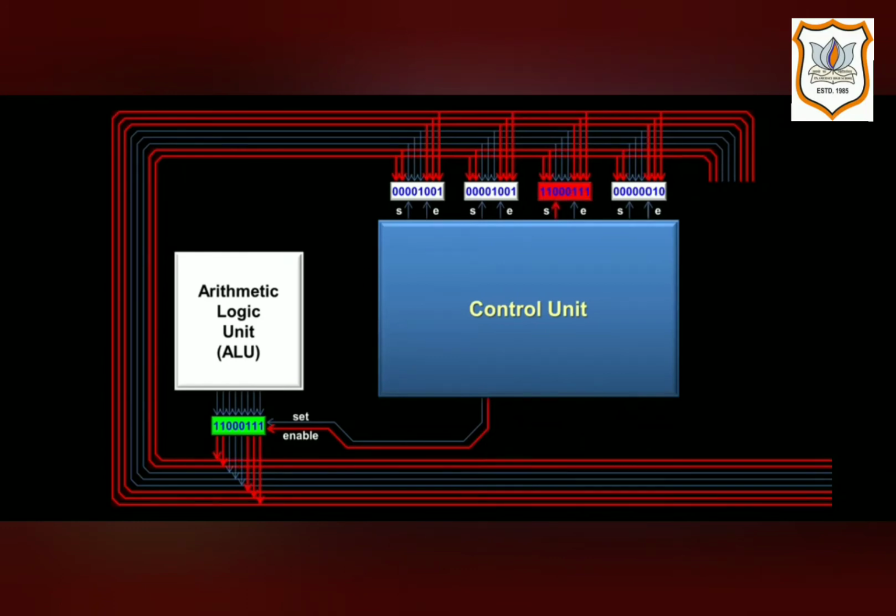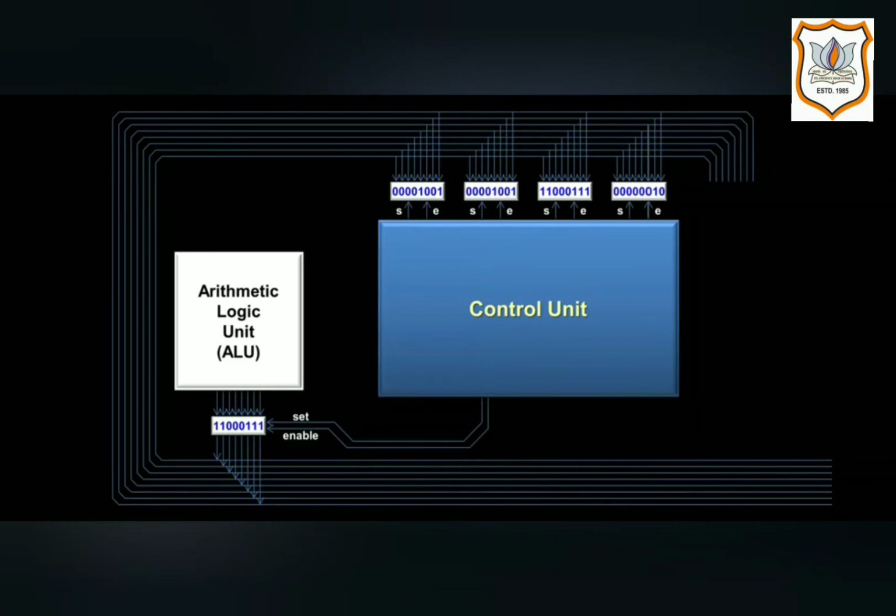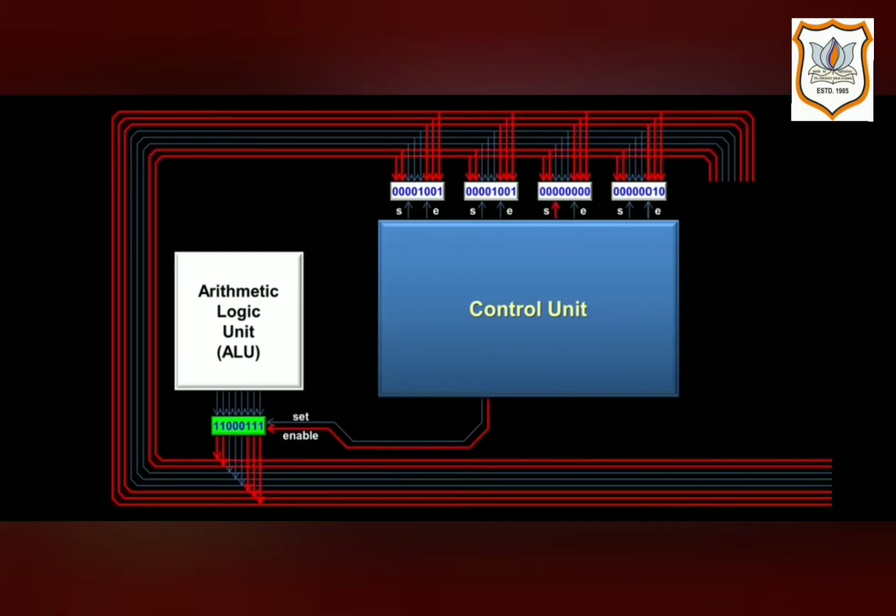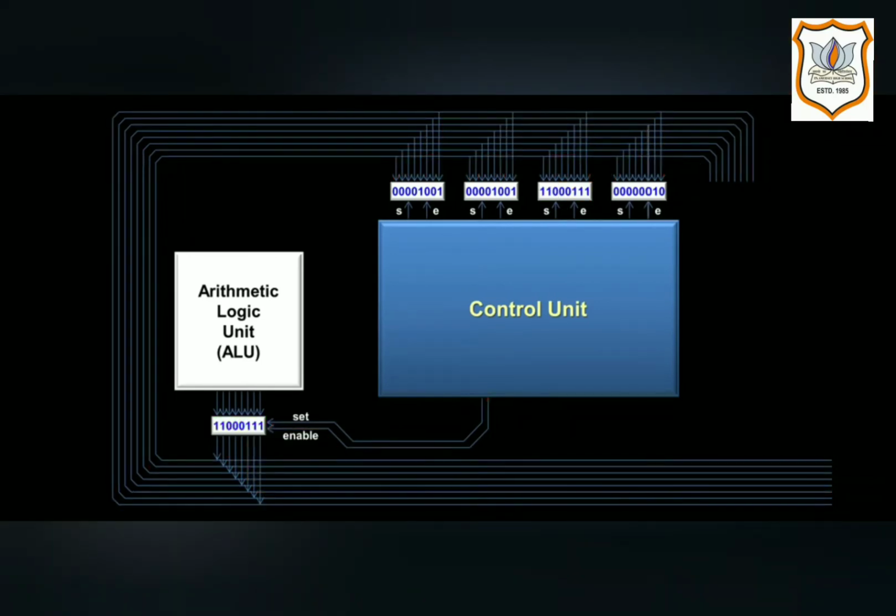Besides the ALU, there is a control unit which manages execution of instructions and controls operations of other components of the computer. ALU and control unit together form the central processing unit, which is also called the brain of a computer. Some high-speed memory can also be a part of the CPU.